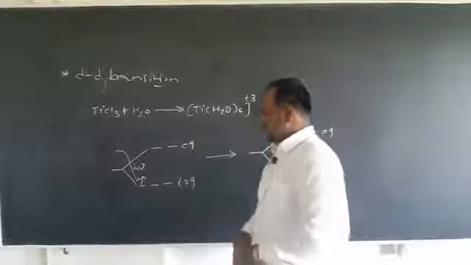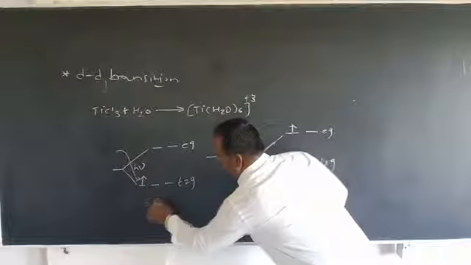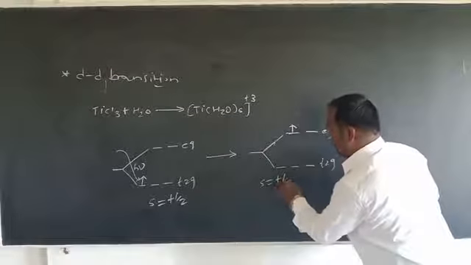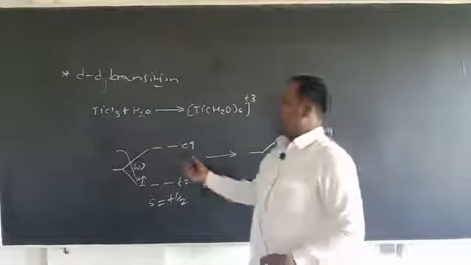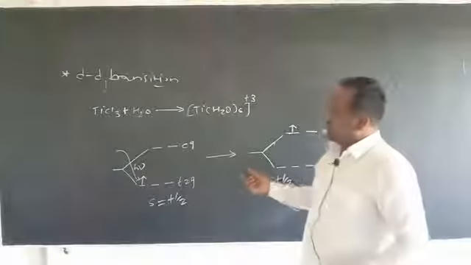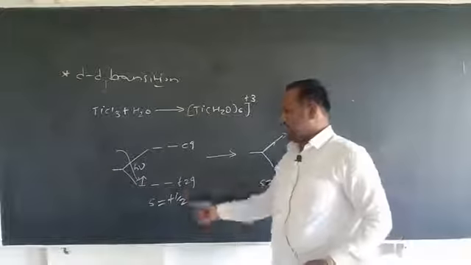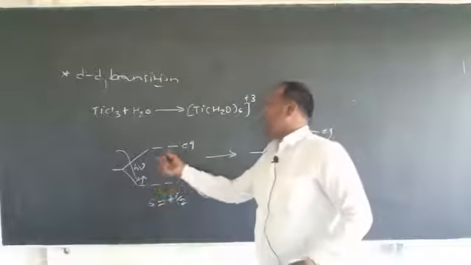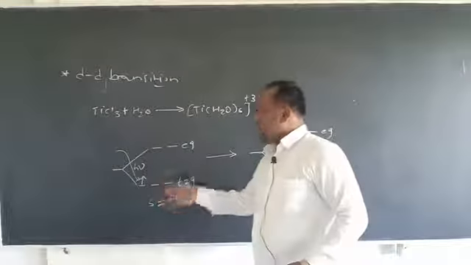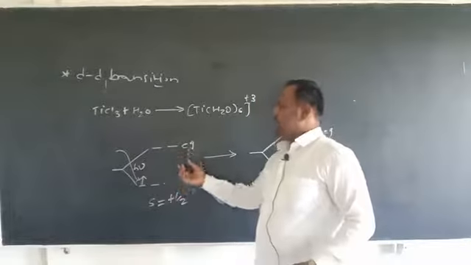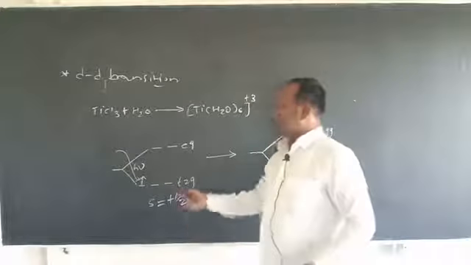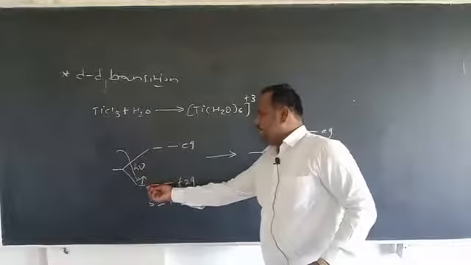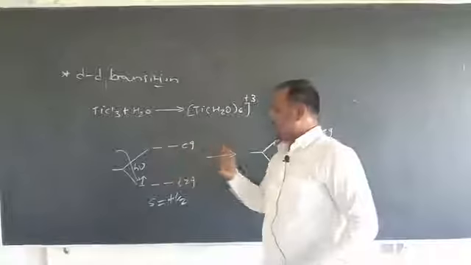If we consider the spin of the electron, in this case it is 1/2, and here also the spin is 1/2. So there is no change in spin. If you consider the selection rule for this transition, the electron gets excited, shifting from the T2g orbital to the Eg orbital after absorption of light radiation. So this is considered a d-d transition. The transfer of an electron from T2g to Eg is considered a d-d transition.